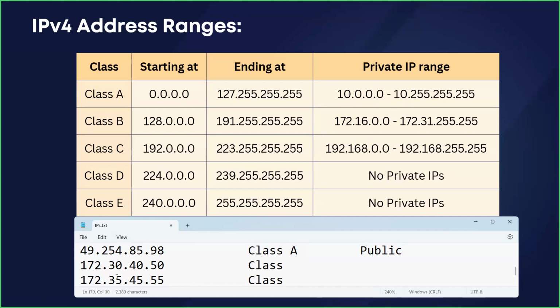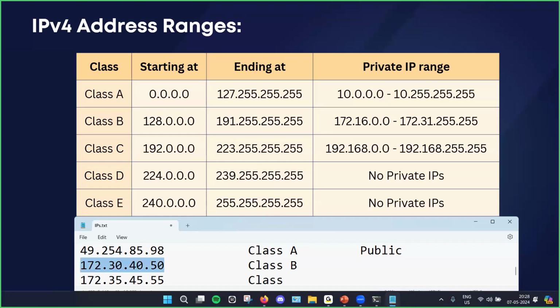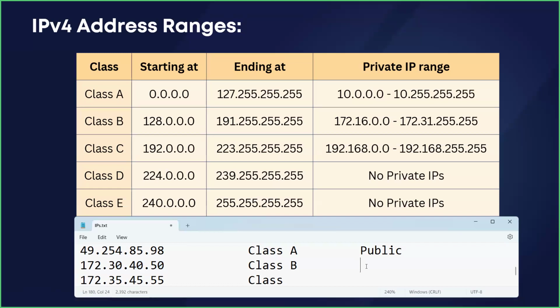Next number, 172, 30, 40, 50. Class B, public. Yeah, public. Class B. Are you looking at the correct number, guys? 172, 30, 40, 50. It's private. Yeah, it's private. It's falling under 31. So it is falling, right? So between 16 and 31. So therefore, this is a private IP.